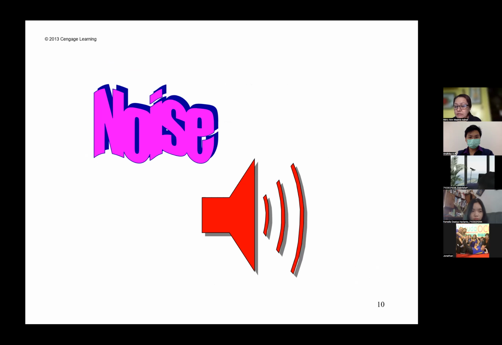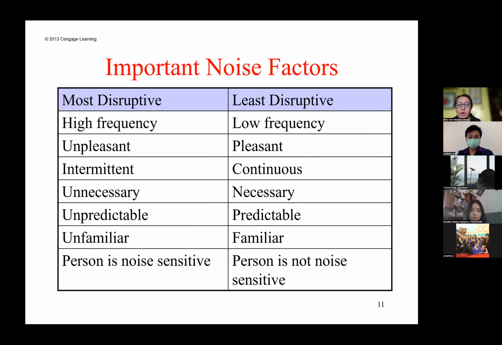So look at the noise, the first environmental factor. Now, take note that the noise that can cause the most stress in the employee are those with high frequency, very loud noise, very unpleasant noise, on and off kind of noise, unpredictable, unfamiliar kind of noise, and those which the person is very sensitive to. So these are the types of noise that can bother the person in his or her workplace or organization.